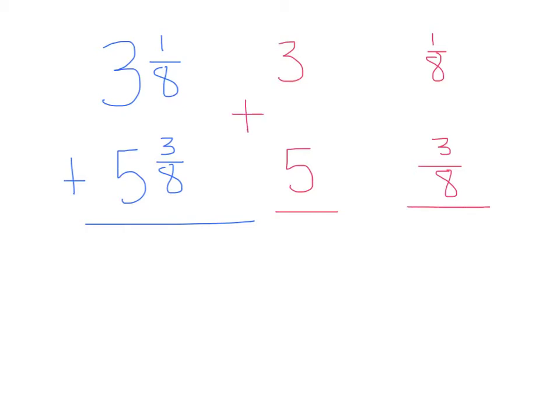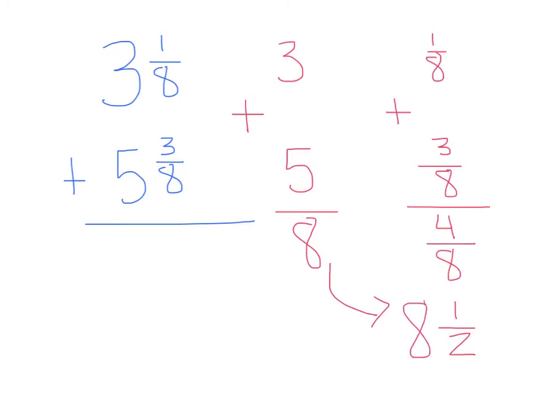We can add 3 plus 5, and that's 8. And then 1/8 and 3/8, that's 4/8. Now 4/8, I can see that that's not in lowest terms. And actually that's a really easy one that I can do in my head without much work. That becomes 1/2. And then the whole number stays the whole number, because if we have 8, we have 8. So this is 8 and 1/2.